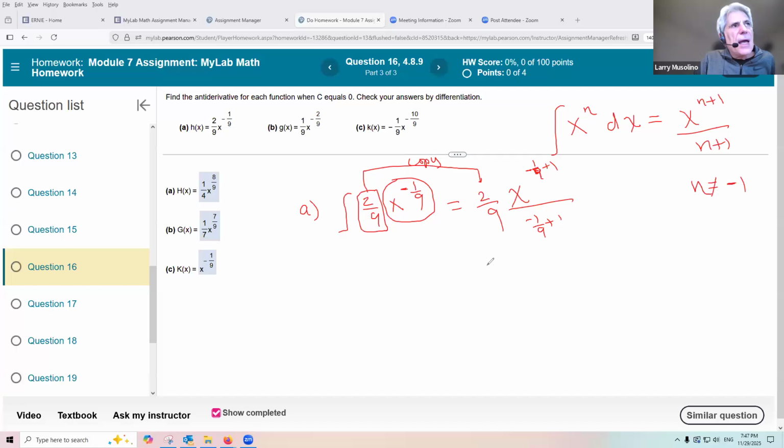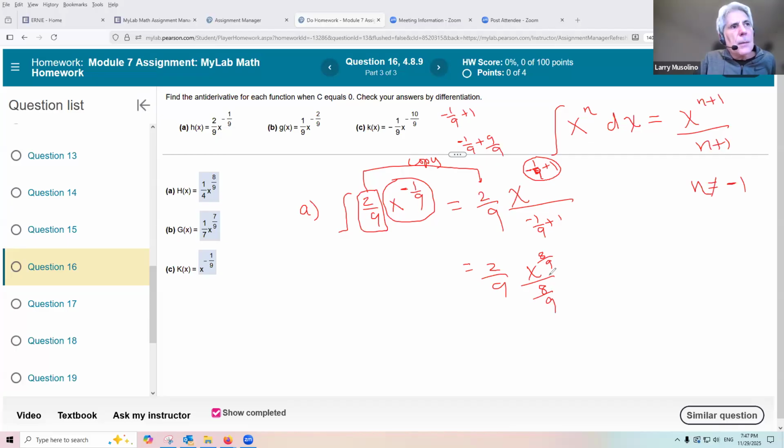All right, well, let's work this out. -1/9 plus 1, let's work it up here. -1/9 plus 1, that's the same as -1/9 plus 9 over 9. So that's just going to be x to the 8 over 9 divided by 8 over 9.